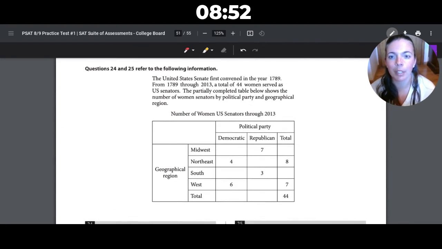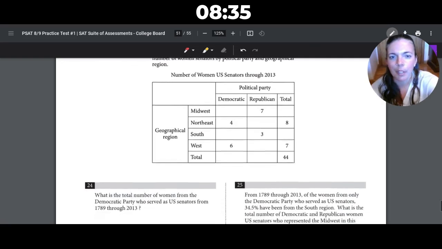Questions 24 and 25 refer to the following information. The United States Senate first convened in the year 1789. From 1789 through 2013, a total of 44 women served as U.S. senators. The partially completed table below shows the number of women senators by political party and geographical region. Okay, so it looks like we have an incomplete table here where we have geographical region and political parties and then some totals. So I'm just going to see if I can fill anything else out.